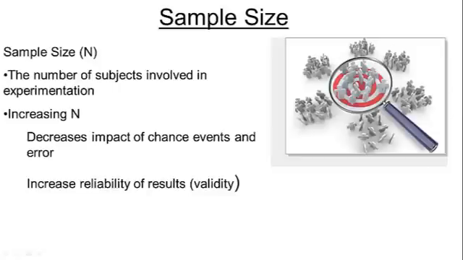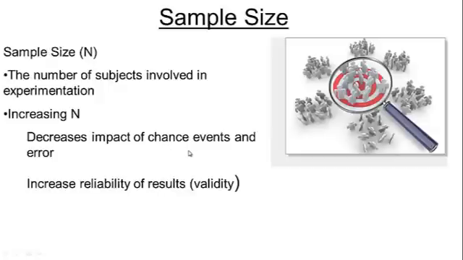Let's say we're testing the effect of some sort of new medicine on a population in terms of preventing high cholesterol. If you have very few test subjects involved in your experiment, there is a chance that there's going to be error involved, or that there will be chance events. Maybe somebody is going to get sick that's not related to their cholesterol. By increasing the sample size, you decrease the impact of chance events and error.